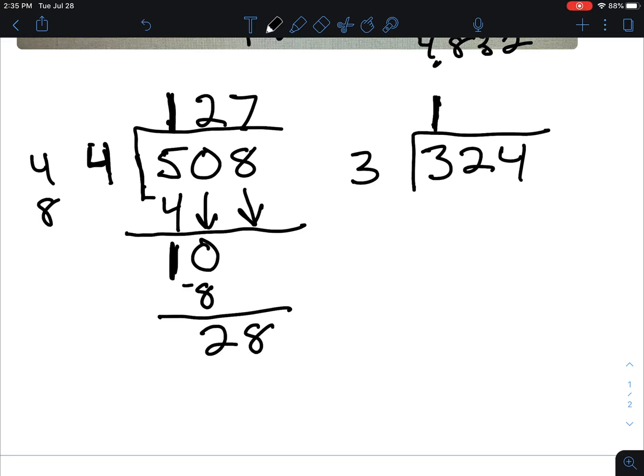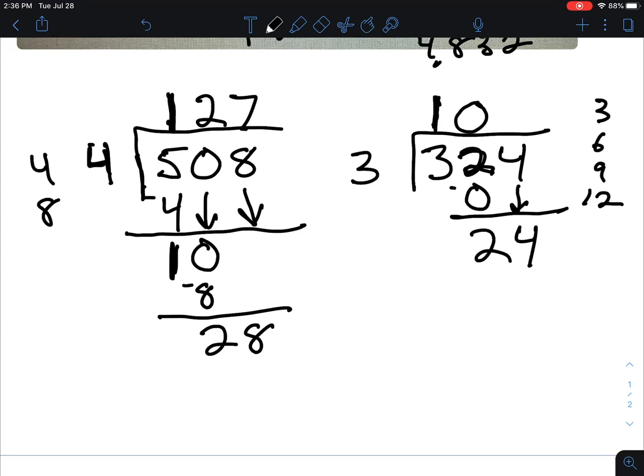So it's how many 3's go into 3, and that's 1. So 1 times 3 is 3. I don't have a remainder, so I can go on to my 2. How many 3's go into 2? That's right, 0. So you put 0 up here. 0 times 3 is 0, right? So I didn't divide anything really into my 2. So I have a remainder, and I have to bring down my next number.